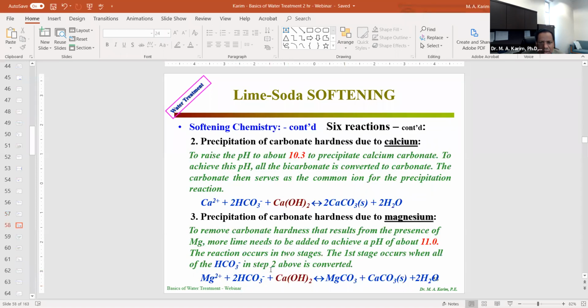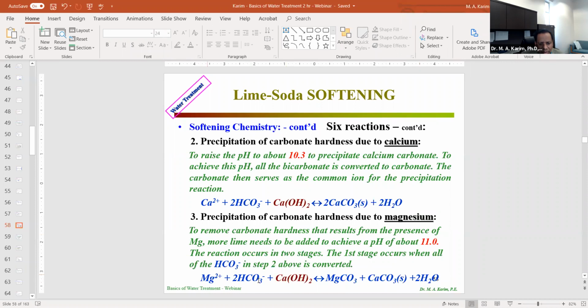The second is to raise the pH to about 10.3 to precipitate calcium carbonate. To achieve this pH, all the bicarbonate is converted to carbonate. The carbonate then serves as the common ion for the precipitation. In this case, we have calcium, we have a little bit of bicarbonate now, and calcium hydroxide, so ultimately calcium carbonate. Then the next one is the precipitation of carbonate hardness due to magnesium.